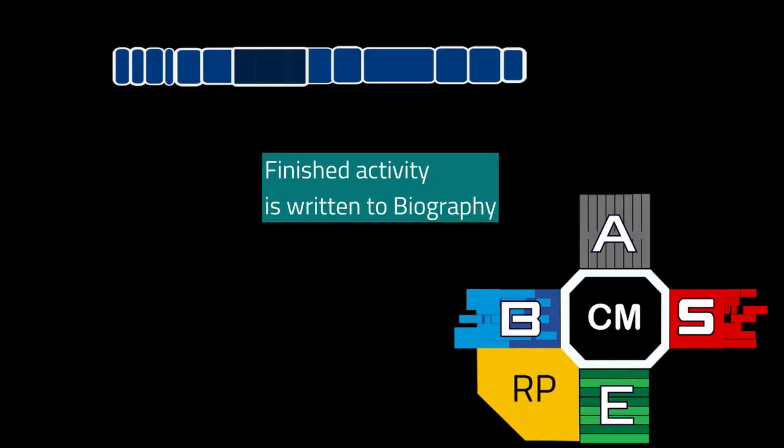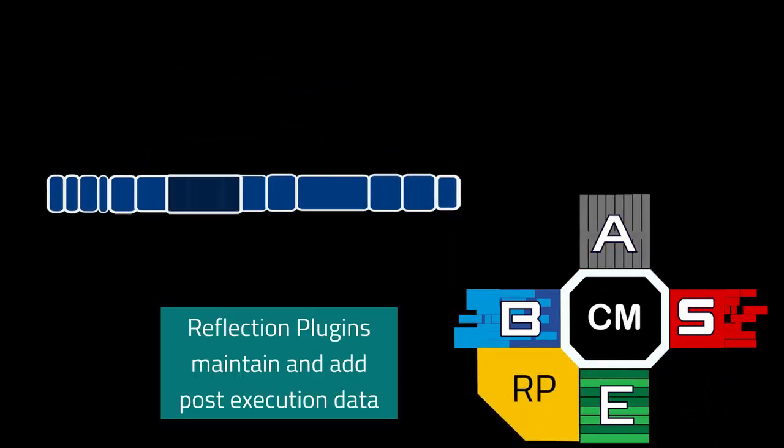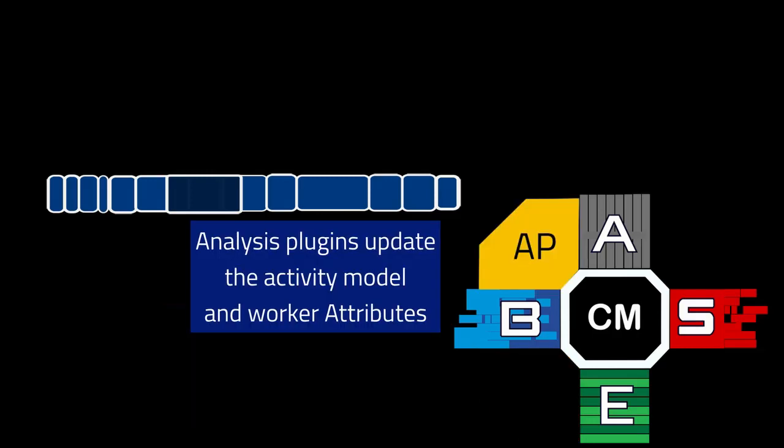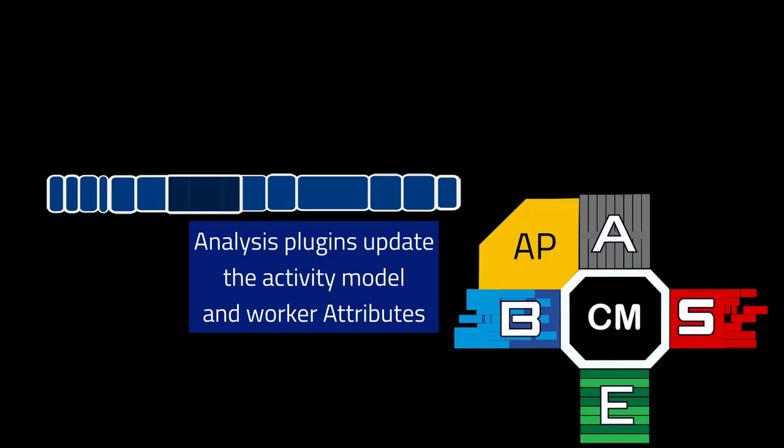The finished activity is then written to the biography, where it is maintained and updated by the reflection plugins that continue to gather data on it post-execution. The analysis plugins update the activity model and the worker attributes.